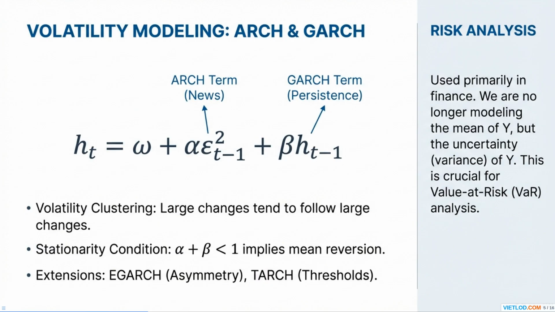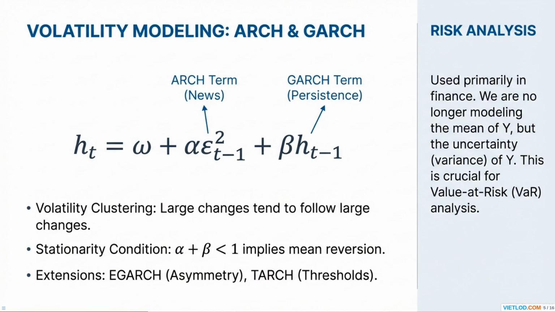In finance, we often prioritize modeling variance and risk over the mean, a task perfectly suited for ARCH and GARCH models, which are crucial for value-at-risk analysis. This equation defines the conditional variance, h_t. It comprises three parts: a constant omega, the ARCH term, alpha epsilon squared at t-1, representing news or shocks from the previous period that drive volatility clustering. The GARCH term, beta h_t-1, captures the persistence of volatility, indicating how much of yesterday's uncertainty carries forward.